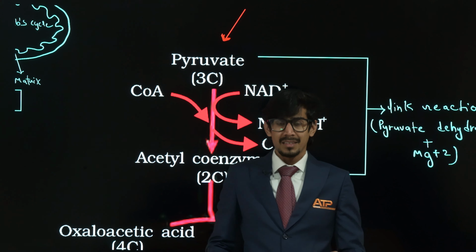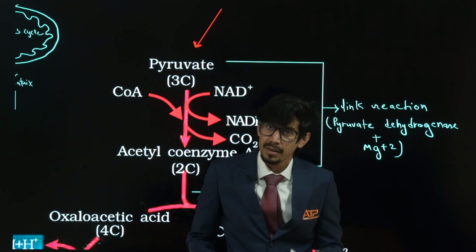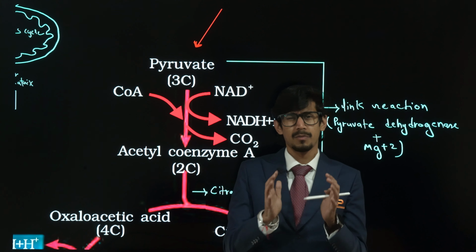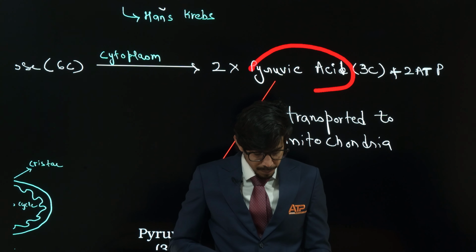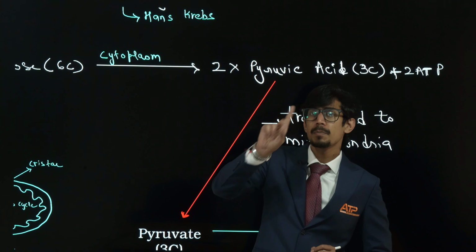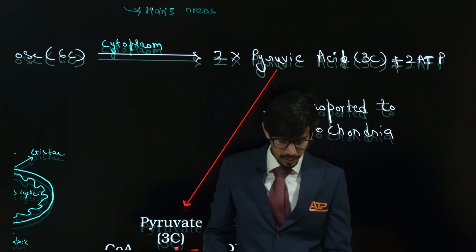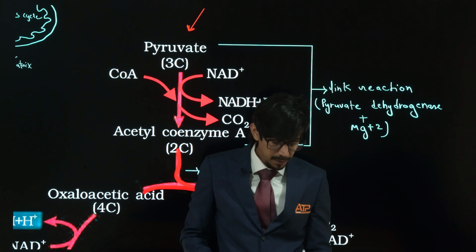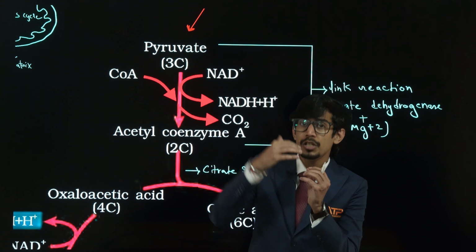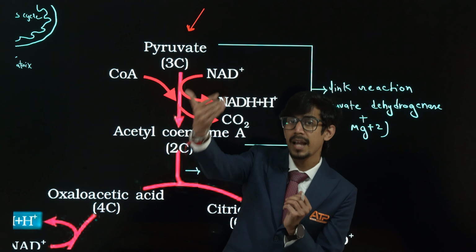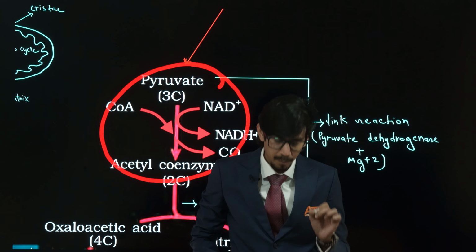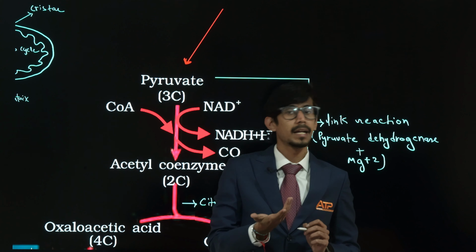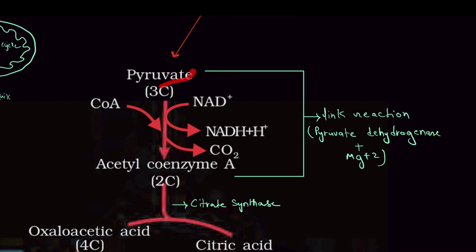And this is nothing but the link reaction. It's very obvious why. See, here we have pyruvic acid which we got from glycolysis. This pyruvic acid has to enter into what? The Krebs cycle, right? The reaction which links these two, glycolysis and the Krebs cycle, is this reaction which is taking place. Therefore, it's called the link reaction.